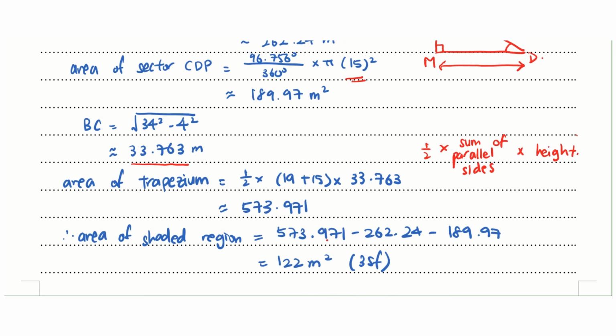Following from there, I decided to take the area of trapezium minus away the area of the two sectors, and I will get 122 meters square when rounded to 3 significant figures.